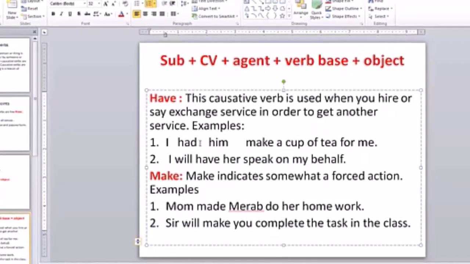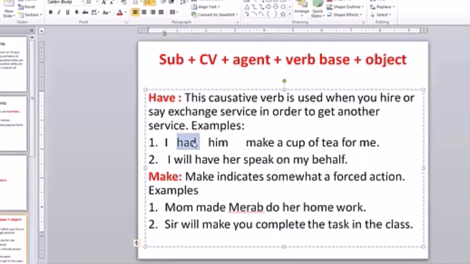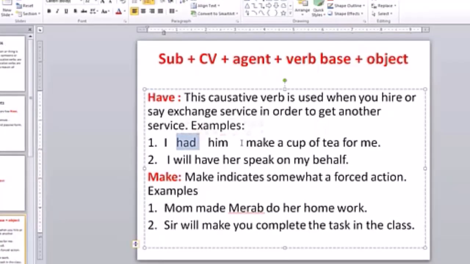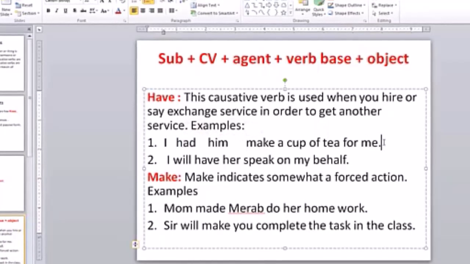As you can see, I have used have in two different tenses. First, we used it in simple past tense, and in another example, we used it in simple future tense. Now, let's study make. Make indicates a somewhat forced action.